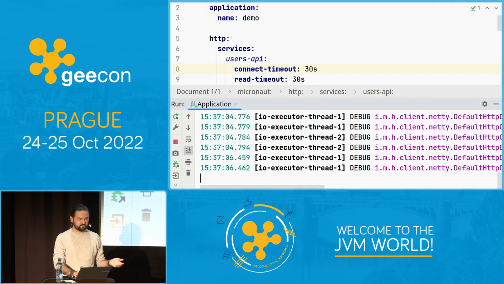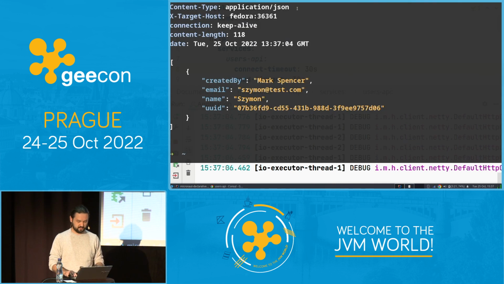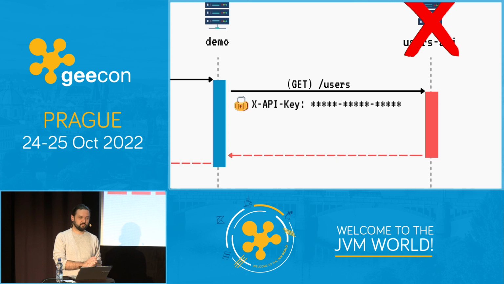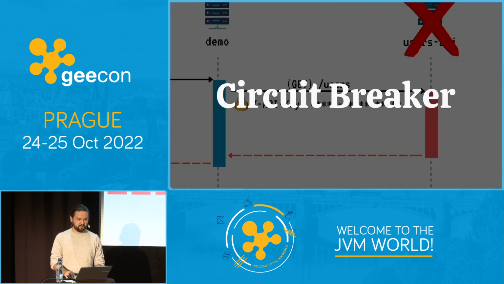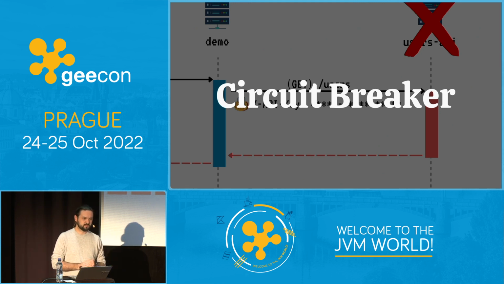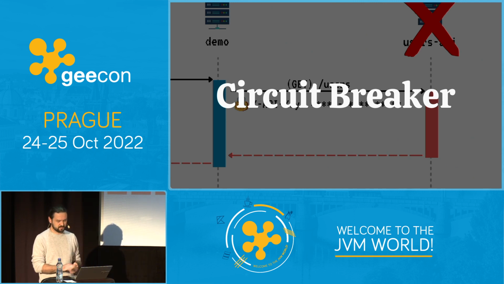But of course, service discovery does not solve all problems. The real problems happen when there is a problem with communication with the service. And there is this pattern called circuit breaker. And if you work with microservices, you probably have some experience with it, either with Netflix Hystrix or maybe Resilience4j, which you can use with Micronaut. But here we're going to use the default built-in circuit breaker.